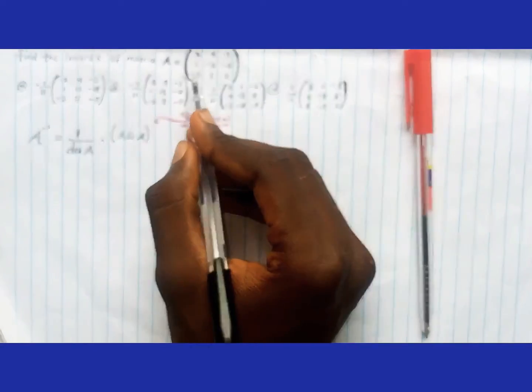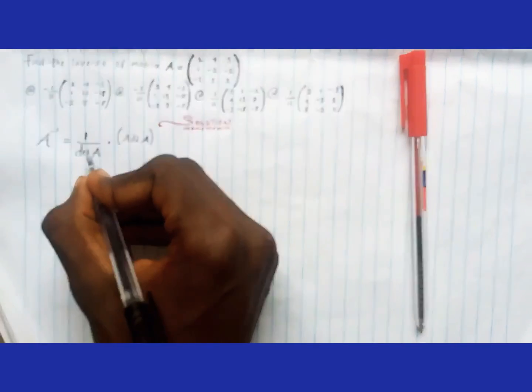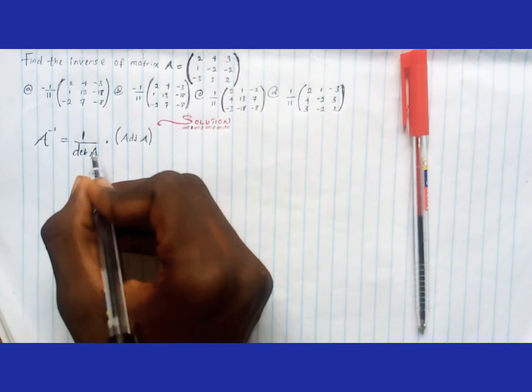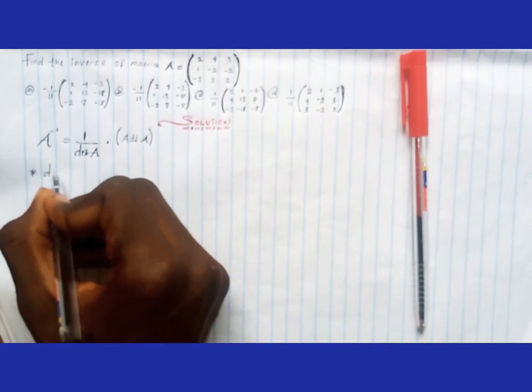Now for us to get the determinant and the adjoint, for you to get the adjoint of a 3 by 3 matrix, we need to consider the cofactor, and I think that should go through a lot of stress while solving it out. So I'll try and make some shortcuts. The first thing I need to find is the determinant of A.